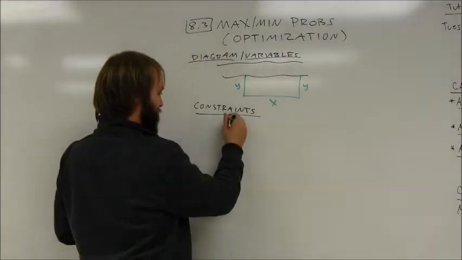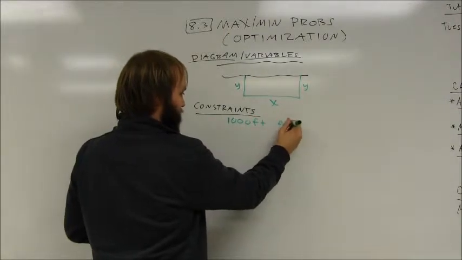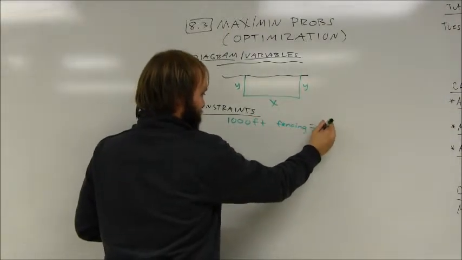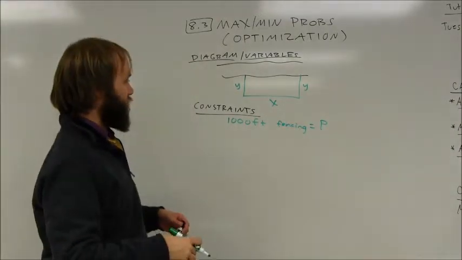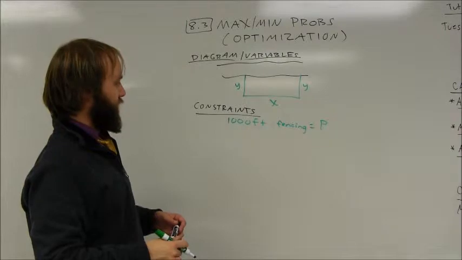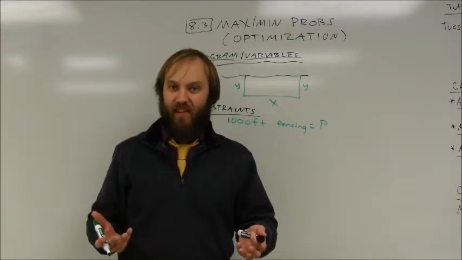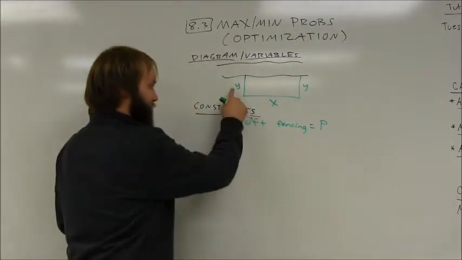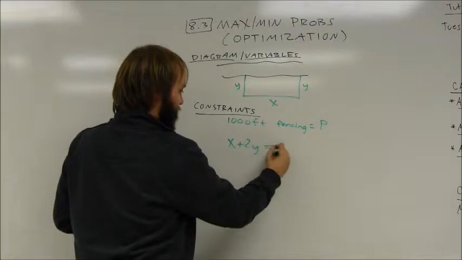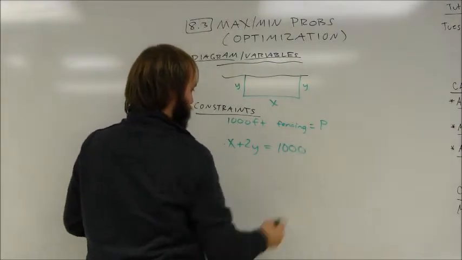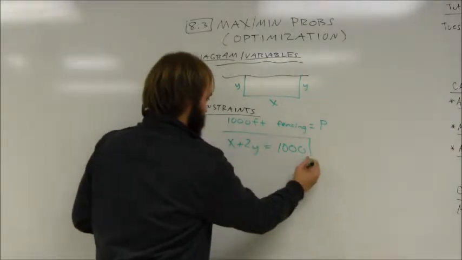My constrained value here is that I have 1,000 feet of fencing. Really that's the perimeter that I have available for my fence. And I want to write an expression representing what's happening here. There's no reason for me to use less than my total amount of fencing, so I'm going to use it all. And I know that the perimeter of this shape, x plus 2y, has to add up to equal 1,000. So again, that's what's referred to as my constraints equation.